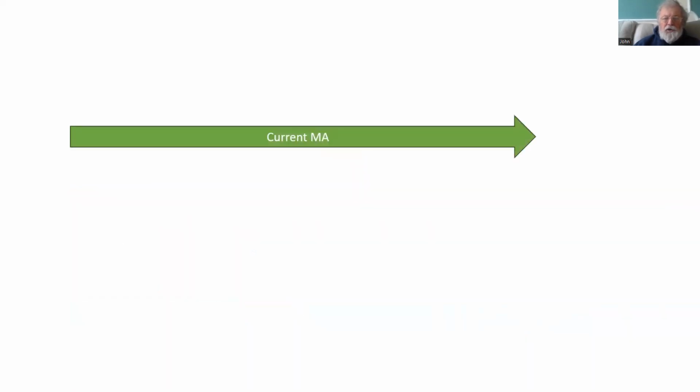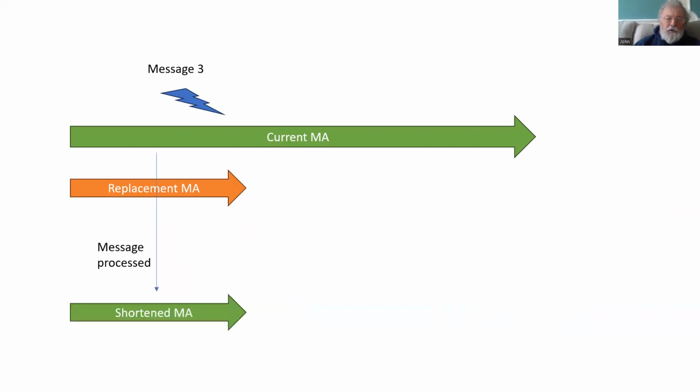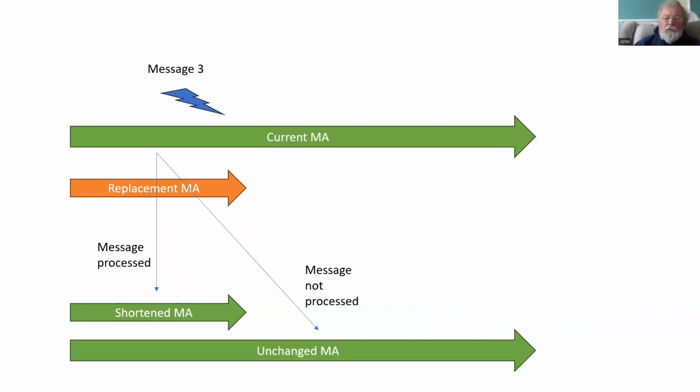Now let's look at it the other way around. We have a longer MA, which we need to shorten for some reason. Perhaps we want to change the priority of trains. So we send a message 3 with a replacement MA. Again, we have two choices. The message may be processed, in which case the MA would be shortened. Alternatively, the MA may not be changed because the message is not processed for some reason.